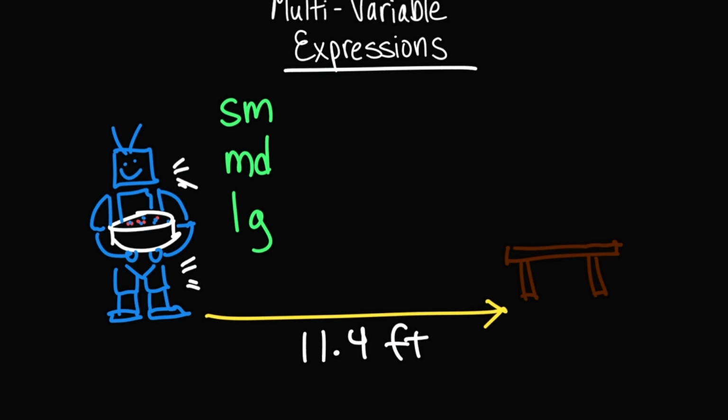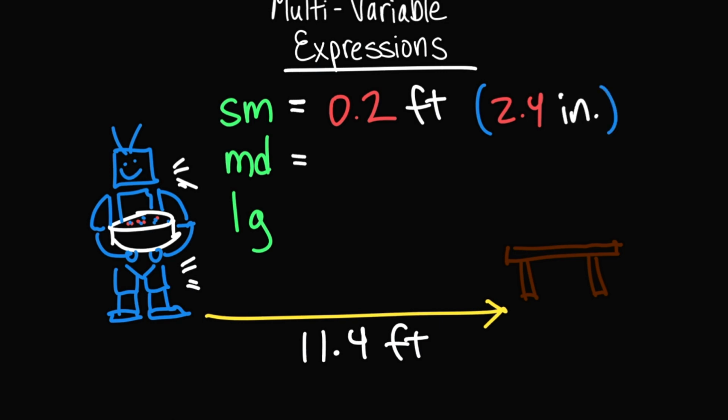Okay, so let's say that a small step equals 0.2 feet, which is also 2.4 inches. And a medium-sized step is going to be 1 foot. And a large step for Alfred is 2 feet. These are the distances that he covers with each of those steps.